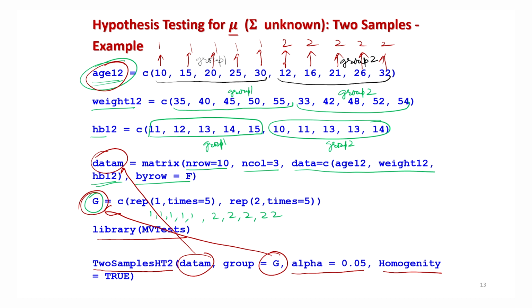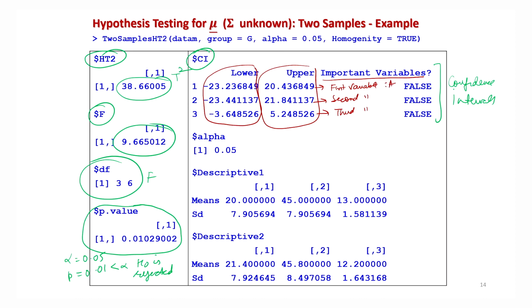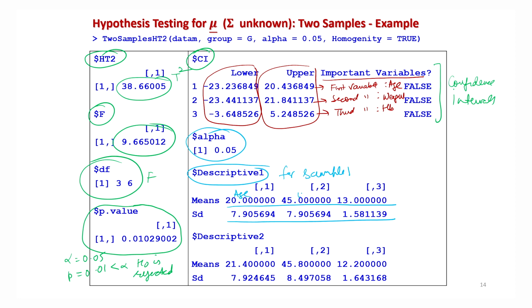You have to just see how you have defined your data, say age, weight, and say hemoglobin level. So the first variable will be age, the second will be weight, and the third will be hemoglobin level, right? Then you have here the value of the level of significance alpha. Then we have the descriptive statistics for sample 1, right? It is something like the means of the variables and the standard deviations of the variables. This is for the age, this is for the weight, and this is for the hemoglobin level.